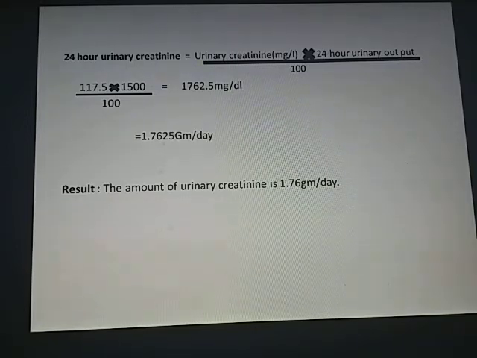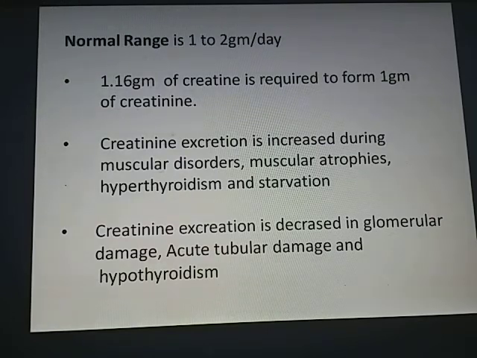That gives a value of 1762.5 milligrams. So the 24-hour urinary creatinine value is 1762.5 milligrams. If you convert it into grams, it is 1.7625 grams per day. So the result is that the amount of urinary creatinine is 1.76 grams per day, which is the normal value, because the normal urinary excretion of creatinine ranges from 1 to 2 grams per day. So this is the normal value of a normal individual. The normal range is 1 to 2 grams per day, as said earlier.